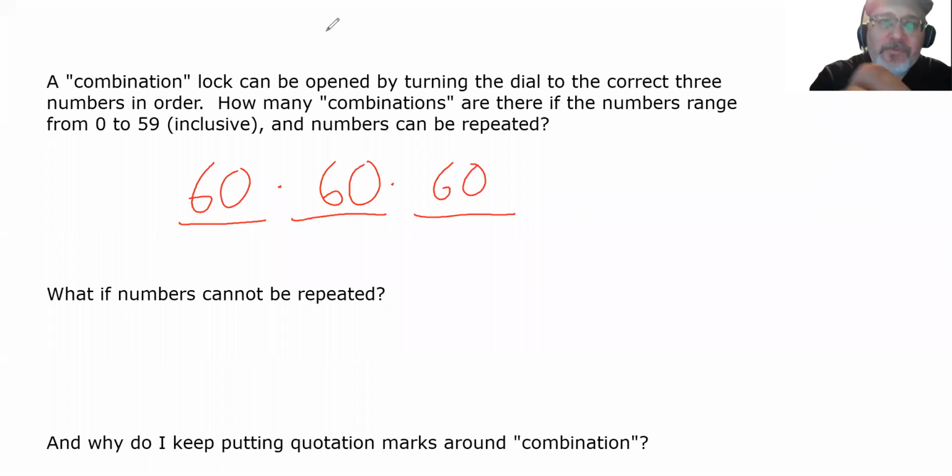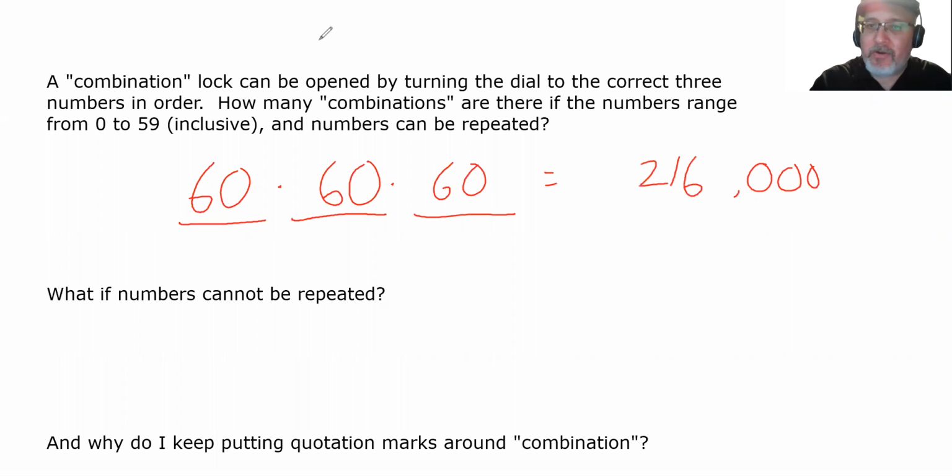60 times 60 times 60, first off, ends in 3 zeros. So there'll be a comma before them. And I happen to know that 6 times 6 times 6 is 216. So only 216,000 possible combinations on your combination lock if the numbers can be repeated and the numbers on the combination lock are 0 through 59 inclusive.